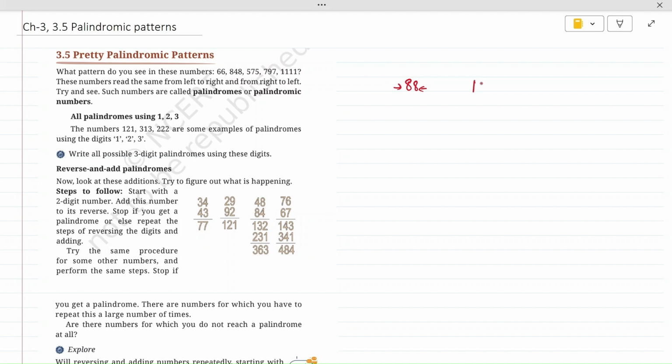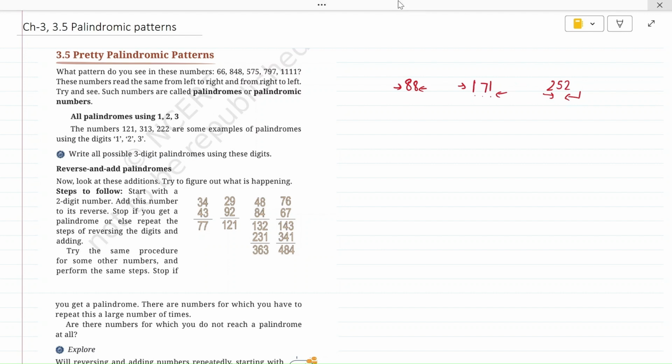Similarly, if I take any number, 171, okay, if you start reading from this side, it is 171. If you start reading from this side also, again it is 171. Similarly, I have 252. From here it is 252. If you start reading from this side also, this is 252. So these are called palindromes or palindromic numbers.